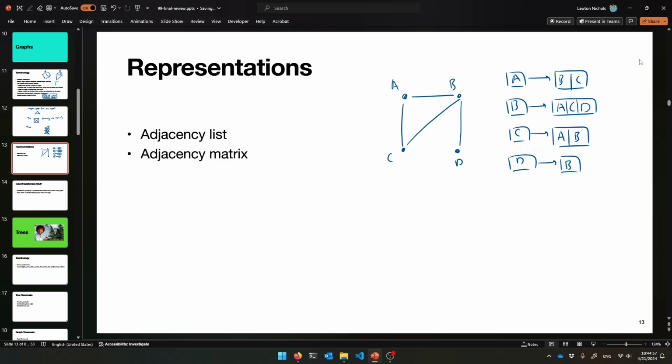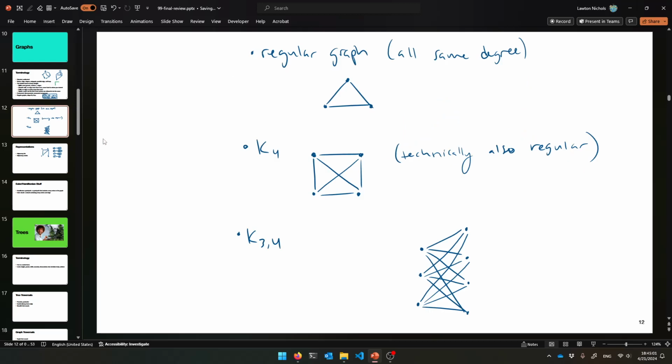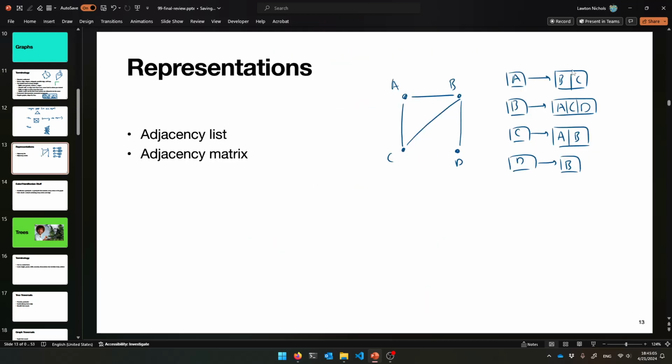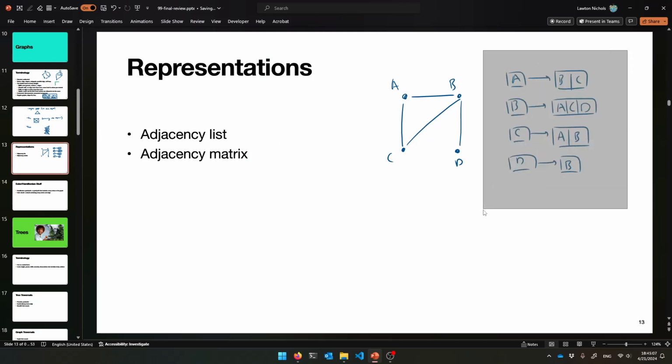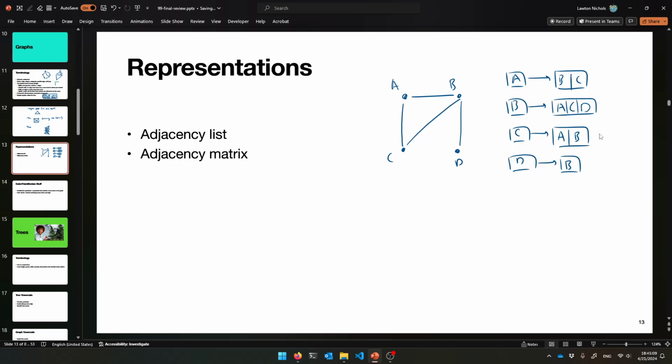And so this is nice and compact, especially when there aren't a lot of edges. If it's K4, you're going to have a lot of things here. But when there aren't a lot of edges, adjacency lists are nice because you only have to specify the ones that are there. Adjacency matrices, though, do not have that luxury. You have to list out a 1 or a 0 for every pair of vertices. Is there an edge between them or is there not?